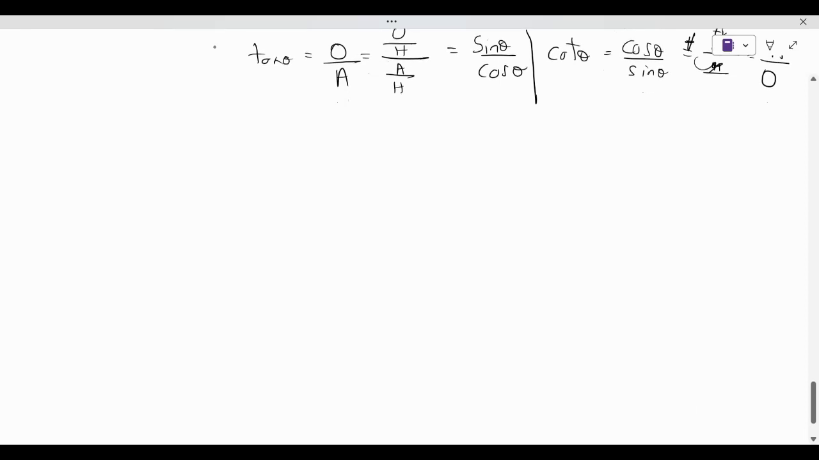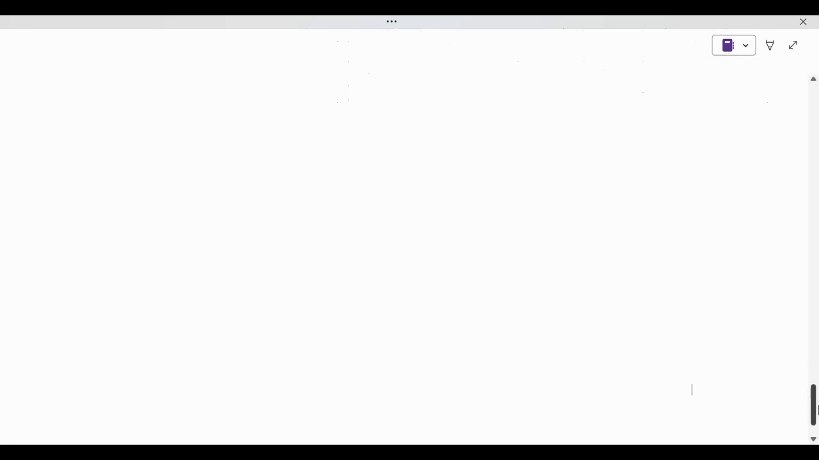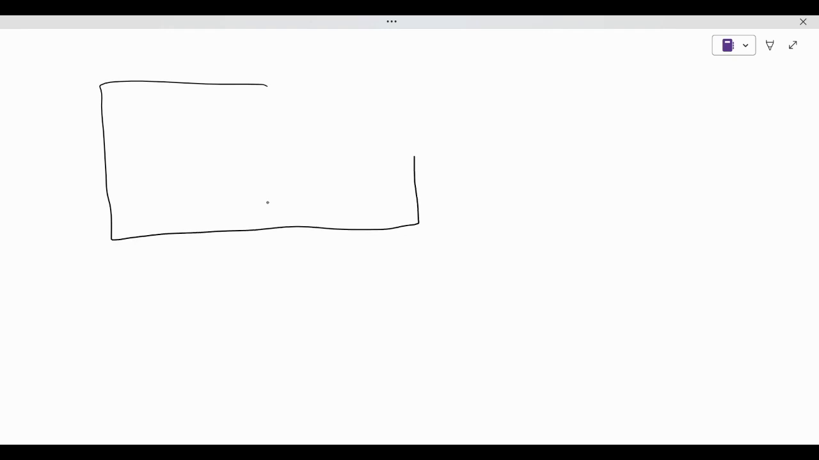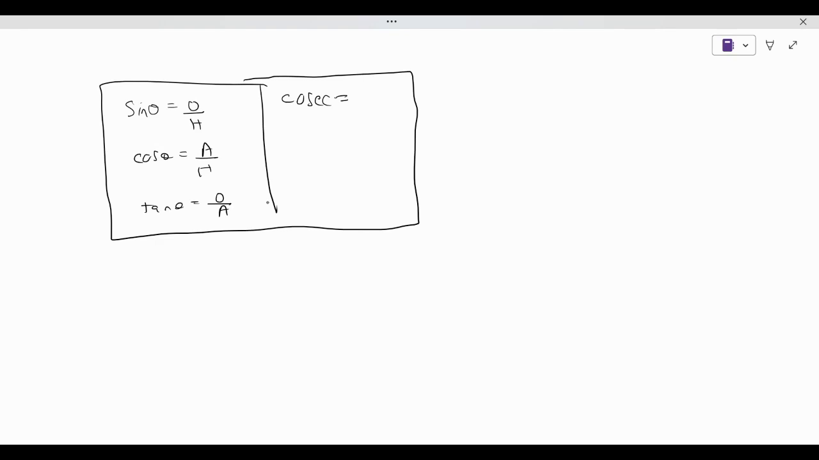So these are trigonometric ratios, and I'll just make a table of this so that you can have a better view. Sine theta is equal to opposite by hypotenuse. Cos theta equals adjacent by hypotenuse. Tan theta equals opposite by adjacent. Similarly, cosec theta is equal to hypotenuse by opposite. Sec theta equals hypotenuse by adjacent, and cot theta equals adjacent by opposite. Fine. So these are trigonometric ratios.